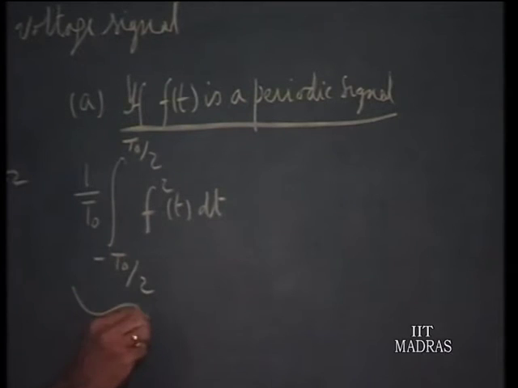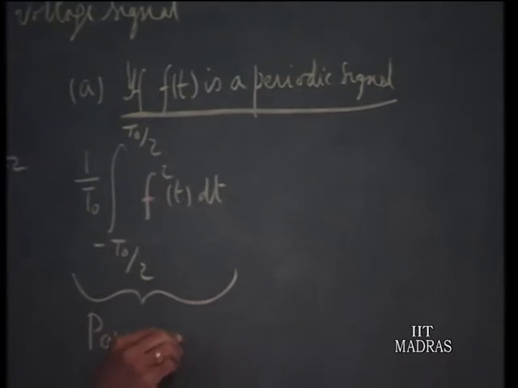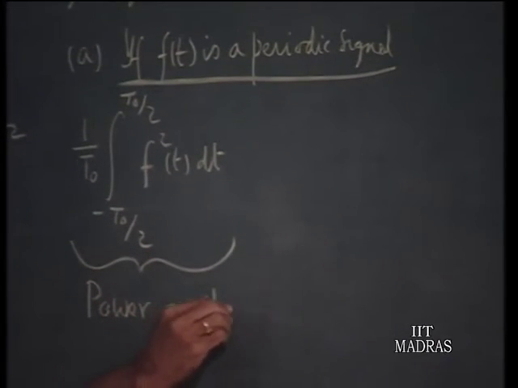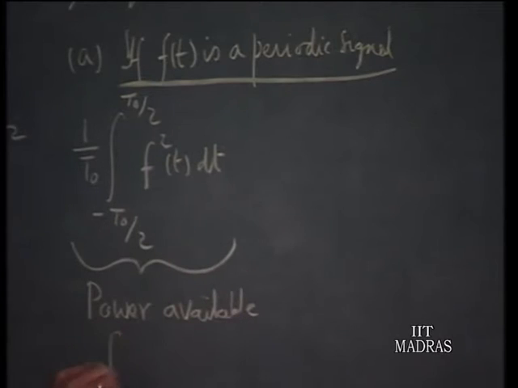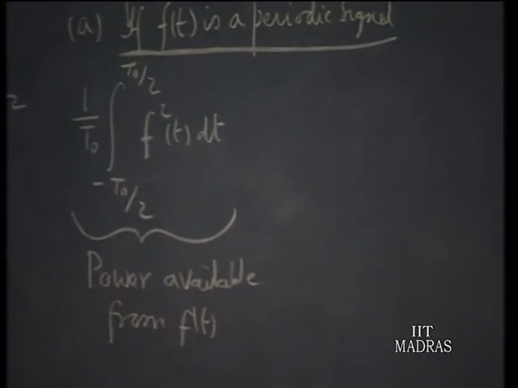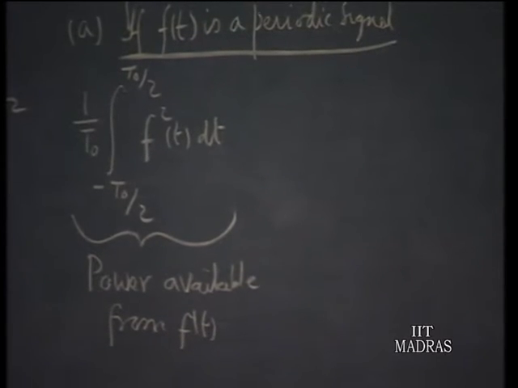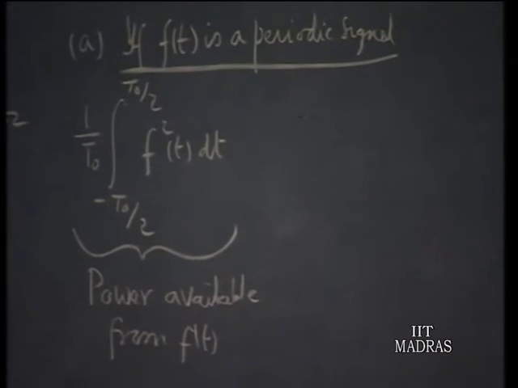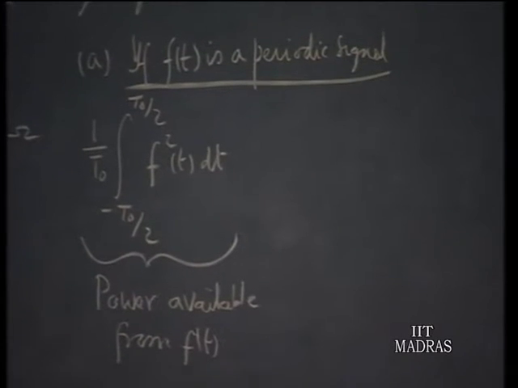This is called the power dissipated in the signal, or we often refer to it as power available from f of t. So, irrespective of whether the signal is a voltage signal or something else, normally we refer to this as power available from f of t. Of course, this will be quite appropriate if f of t is a voltage signal. Even otherwise, we can refer to this as the power available from f of t.